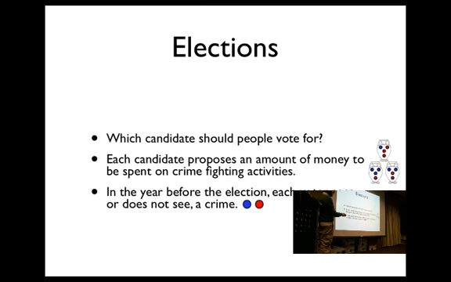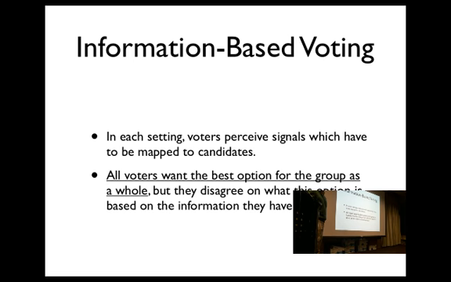So you actually have a feeling of what these terms look like. And in the year before the election, you either saw or not a crime in your backyard. And based on that, you have to guess whether crime is really an issue in your town or not. So the two signals, the two colors you have here, are you saw a crime or not, and again the terms are the different candidates, each proposing a different policy for crime fighting. And so we call this general type of voting problem information-based voting.